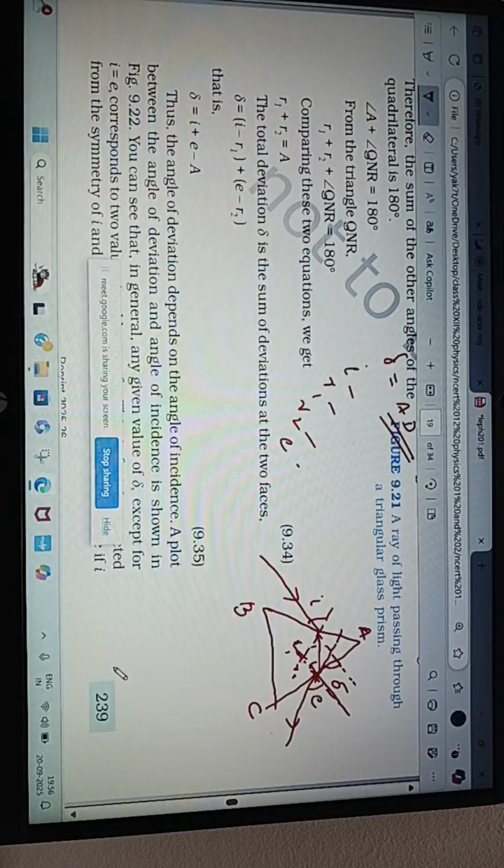That point is, what is the name given? M. This is the M. This is the N. This is the P. This is the R. This is A, B, C.